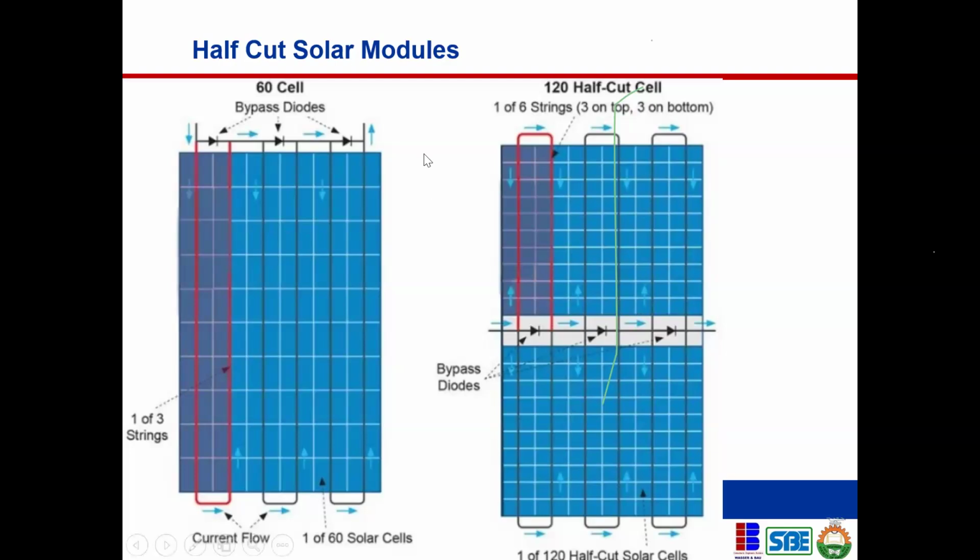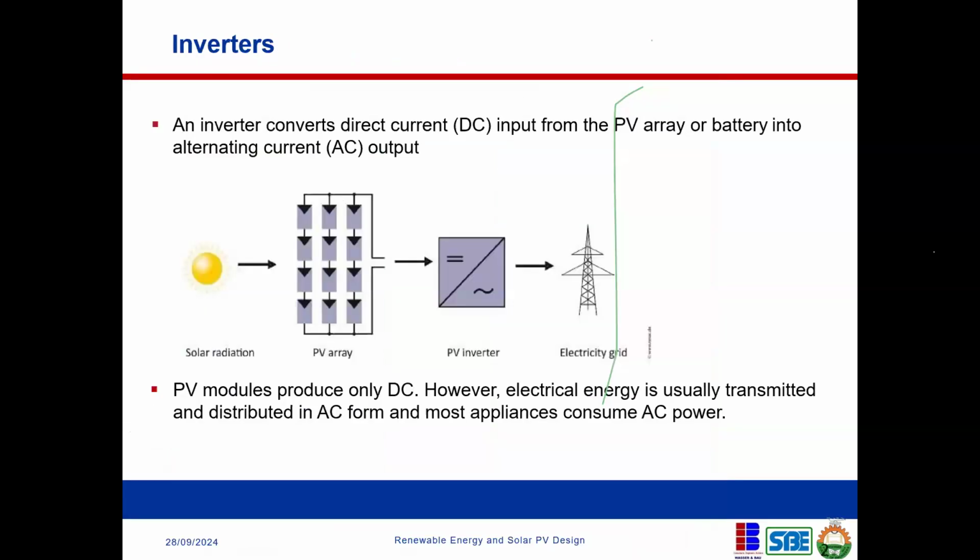So this is the importance of having half cut, how it improves the shading of solar modules in terms of output, how it also improves the efficiency of solar modules. But of course, like I always say, it also comes with a little bit of a higher price.